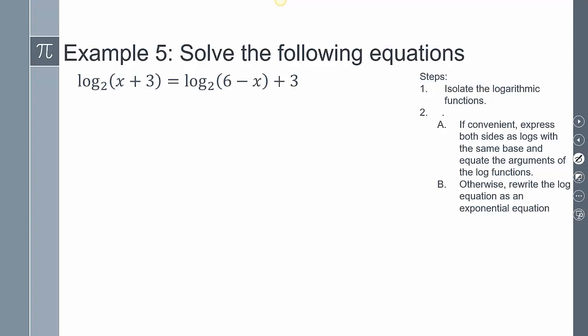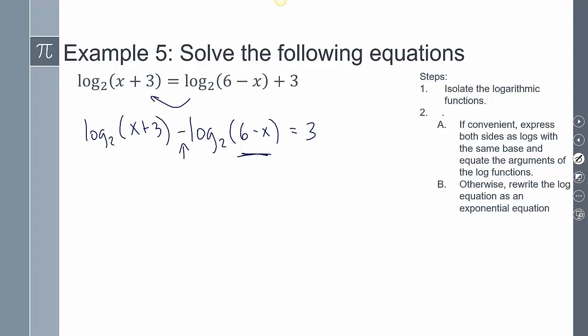Part 5 here, solve the following equations. So once again, I have logs on both sides, so maybe I should bring that log to that side. So I'm going to get log base 2 of x plus 3 minus log base 2 of 6 minus x. And this is going to equal 3. Now we learned that when we're subtracting logs, because this is minus, this part of my logarithm is going to go into the denominator. So I can combine this into one logarithm. The x plus 3 is on top, and the 6 minus x is on the bottom. And that's going to equal 3.